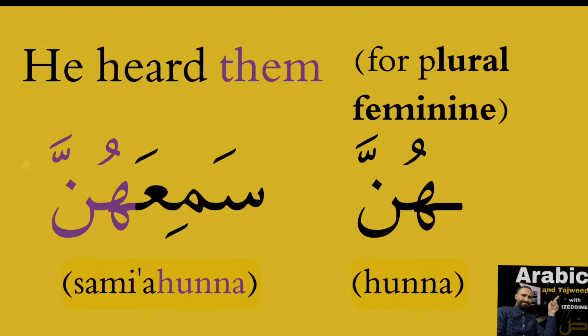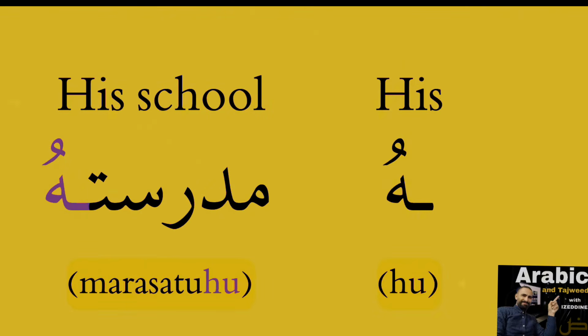Now them, we mean with it the plural feminine or female. So سمعهن. هو سمعهن. We add hunna for the group of females, either girls or women or mixed or whatever. سمعهن. هو سمعهن.